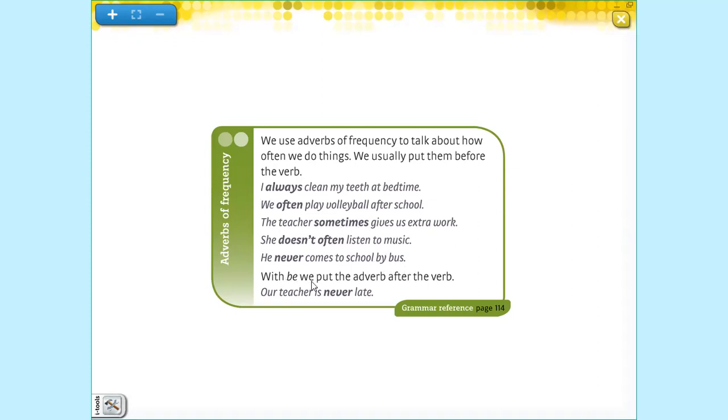With the verb to be, we put the adverb after the verb. Remember, with the verb to be, we put the frequency adverb after the verb. For example, our teacher is never late. Is the verb to be, never is a frequency adverb, after the verb to be.